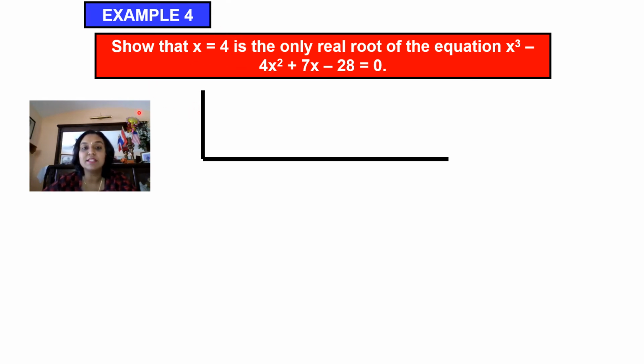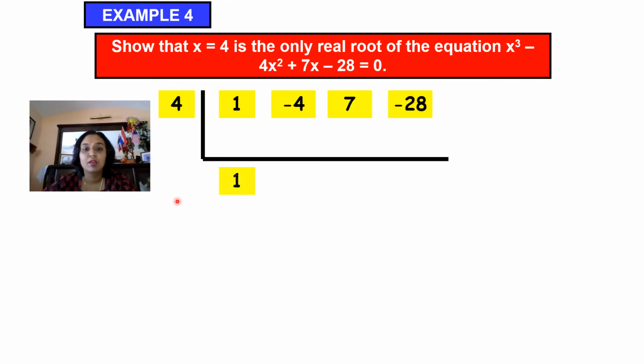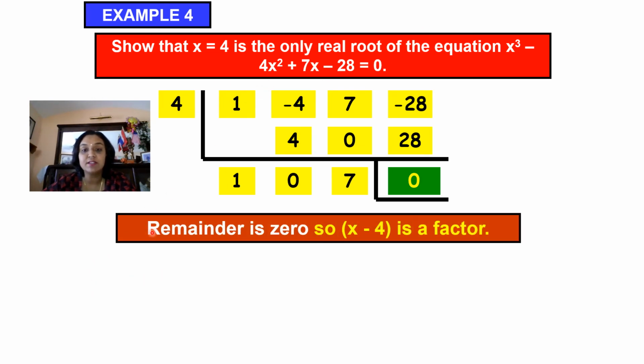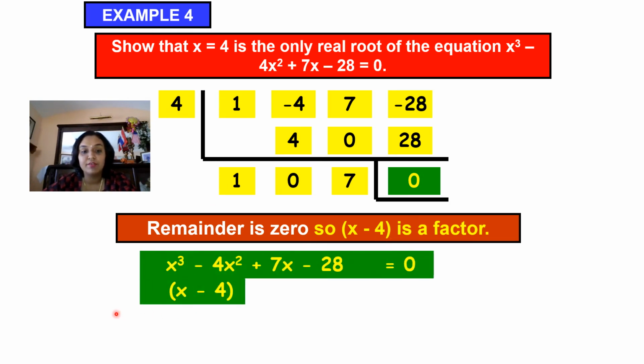Therefore, we perform synthetic division as usual. We divide it by 4 because given the root is 4. Perform the synthetic division as usual. And the remainder is actually a 0. And we now try to write out this equation and try to fully factorize it. The remainder is 0, so x minus 4 is a factor. Write out the first factor.